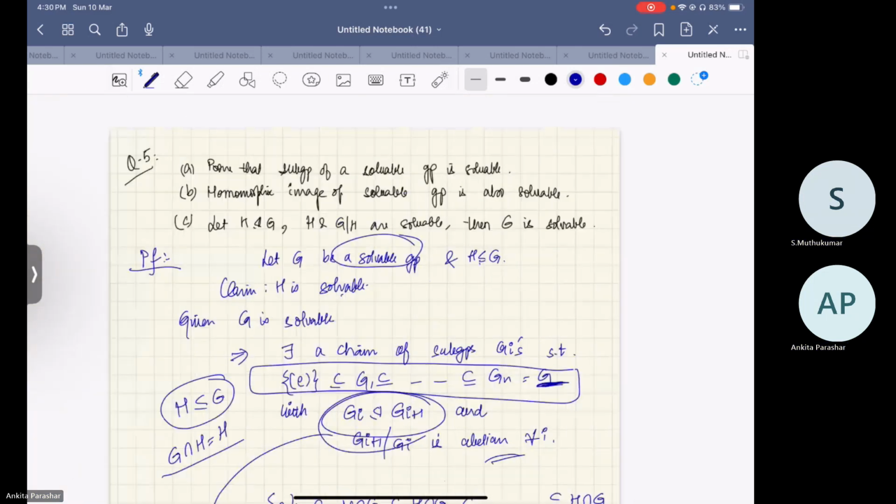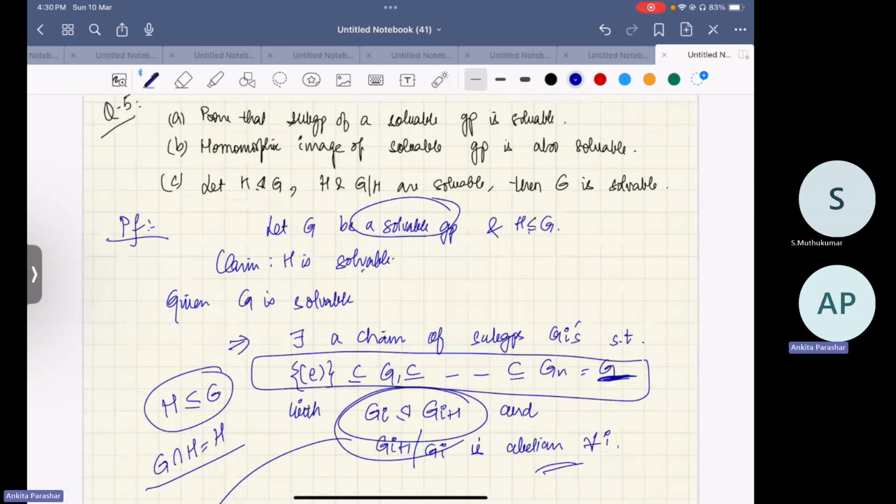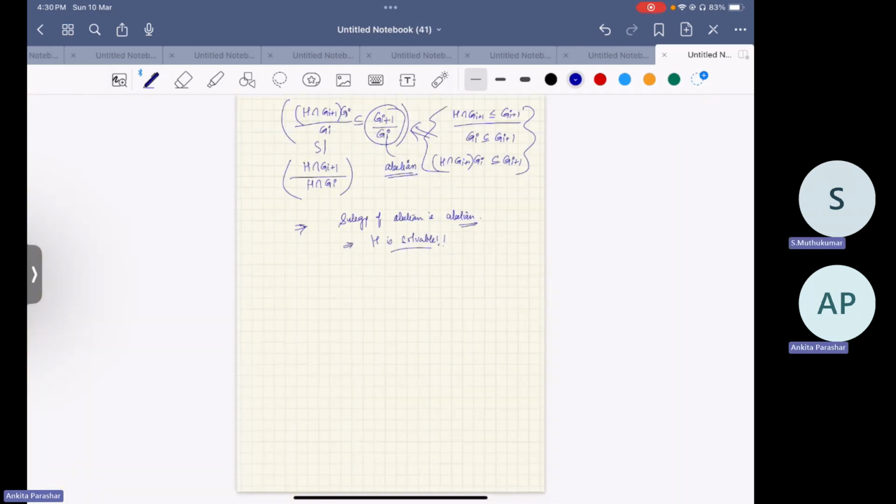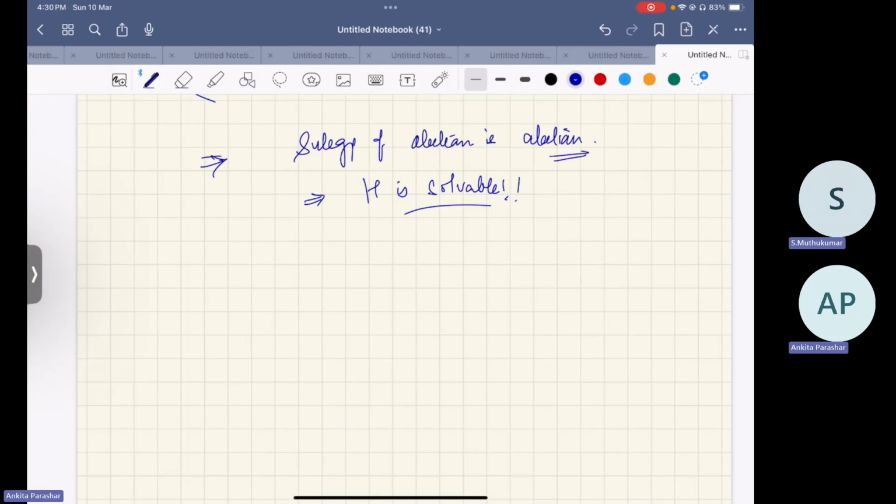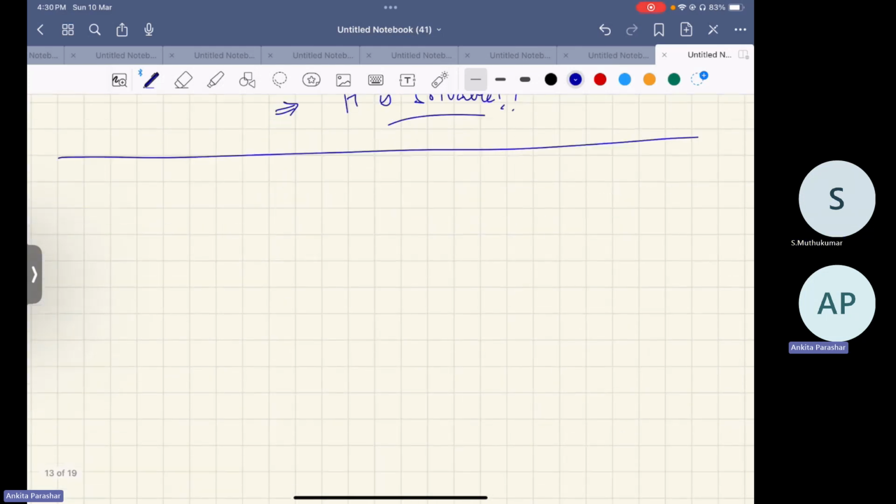Yes. All right. Now, homomorphic image of a solvable group is solvable. First, we proved subgroup of a solvable is solvable. Homomorphic image of solvable is solvable. You can use this fact somewhere. Whenever it comes, you can use this fact. So what is the definition of homomorphic image, first of all? What do we mean by homomorphic image?